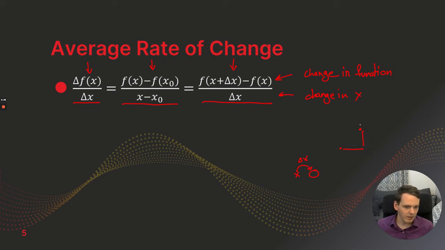So we have this being f of x plus delta x. This width right here is delta x. And this right here would be our f of x. So we're basically looking at the change in y is just going to be the right-hand value here minus the left-hand, and the change in x is just that delta x.